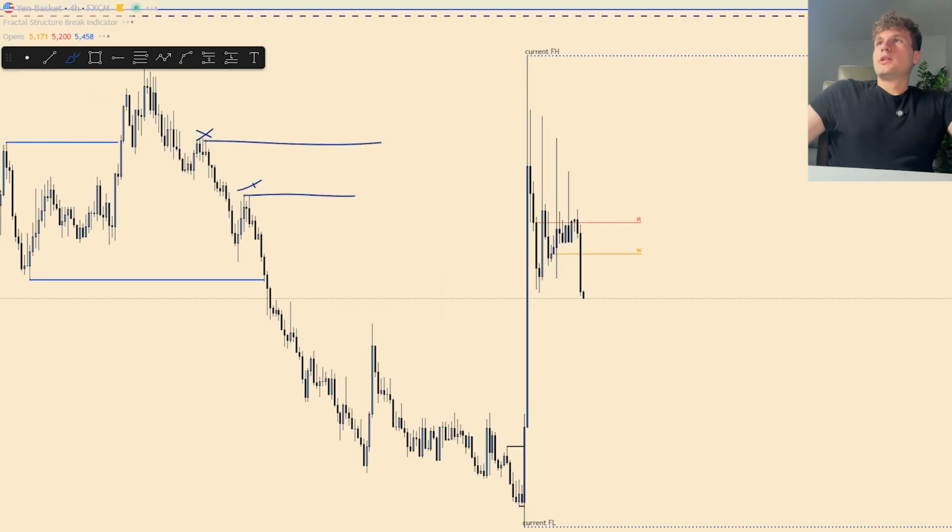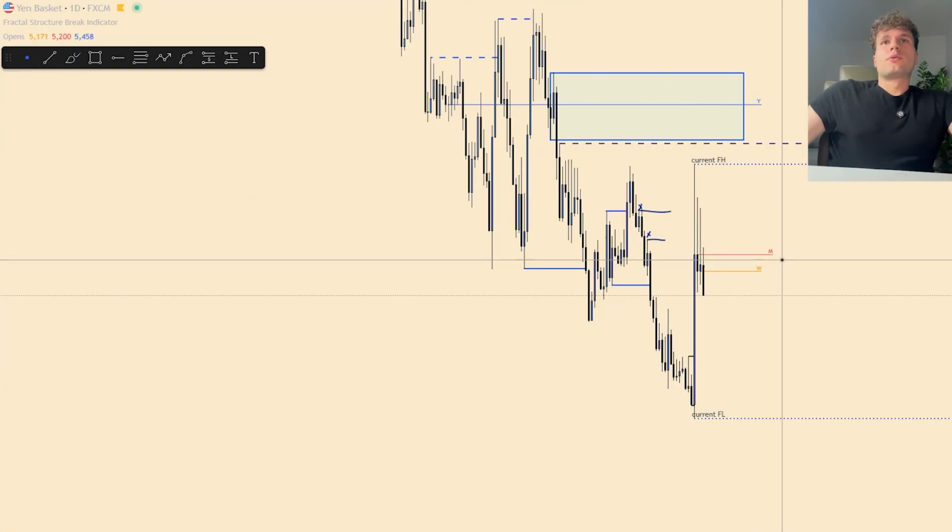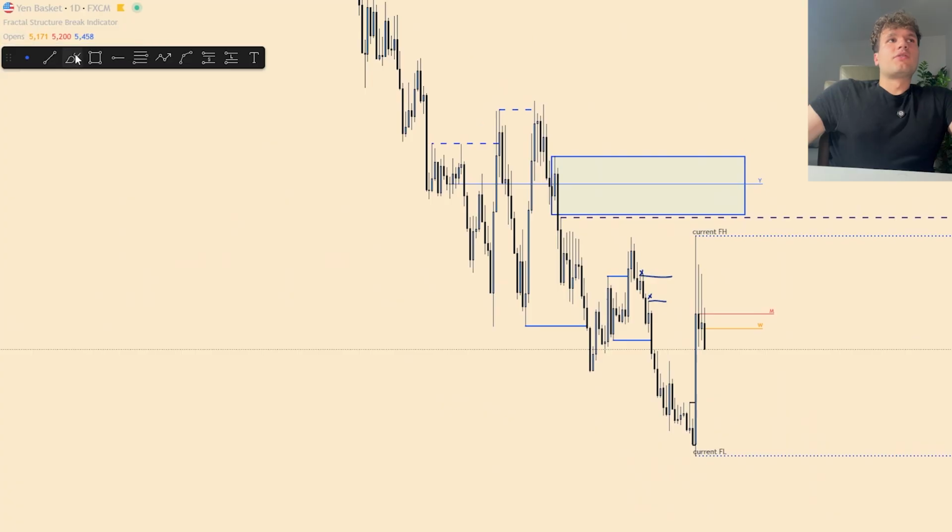Then looking at the yen basket, for me, the yen basket is still bearish. We had an intervention from the government, but for me, nothing really changed about the fundamentals, and nothing really changed in that the yen is still weak.